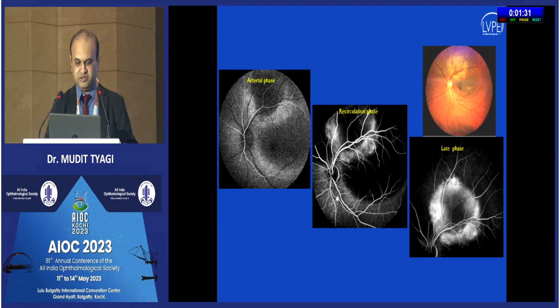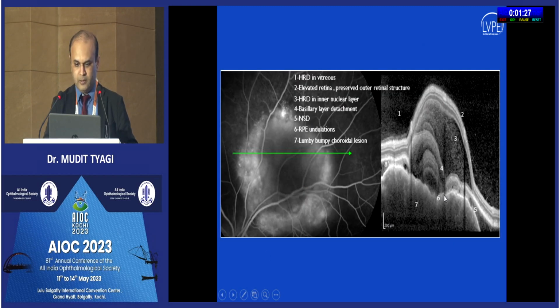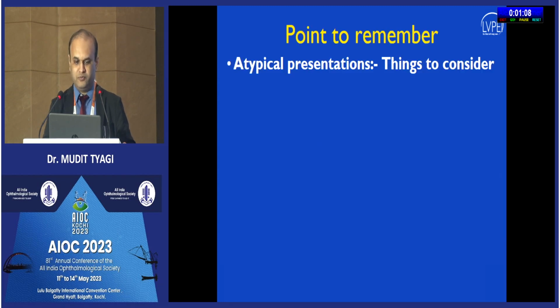you see in the recirculation phase extensive peripheral hyperfluorescence with a central hypo. OCT shows this nodular lumpy bumpy choroidal lesion along with subretinal fibrinous fluid over here, bacillary layer detachment. So this was a patient of choroidal metastasis, and therefore it's extremely important to take a good meticulous history in all cases of uveitis. That essentially forms a backbone of how we diagnose most of our diseases.